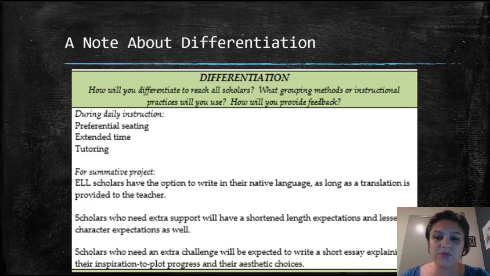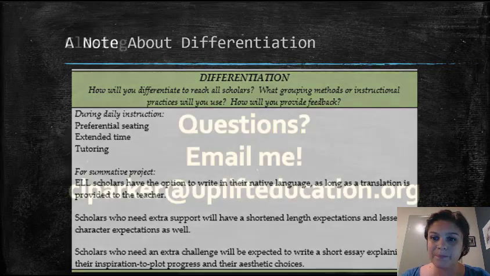And then differentiation, again, those 3 categories: ELL, low scholars, and high scholars. You can see here sort of the differentiation I'm making for each of those groups, as well as any of those scaffolding things we just talked about. If you feel like you can apply those individually, those are also really good options.